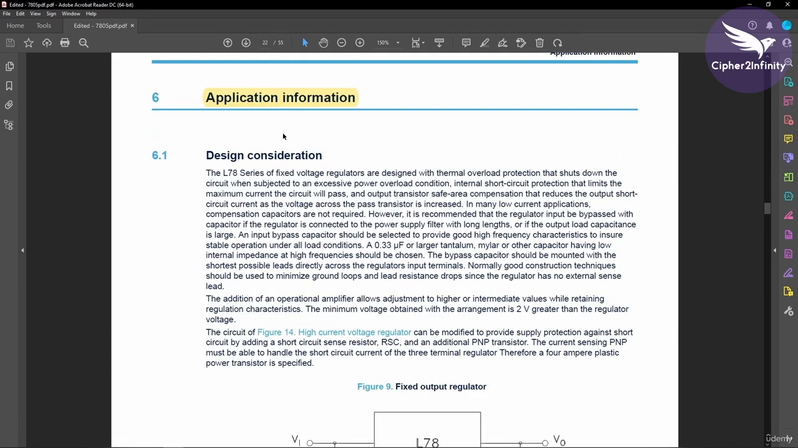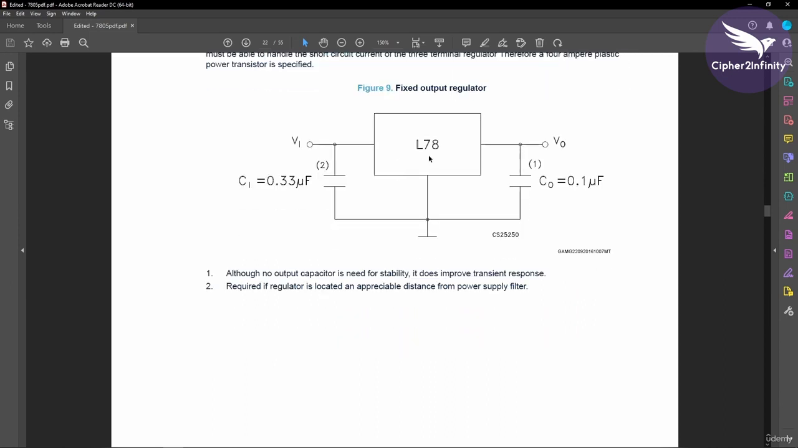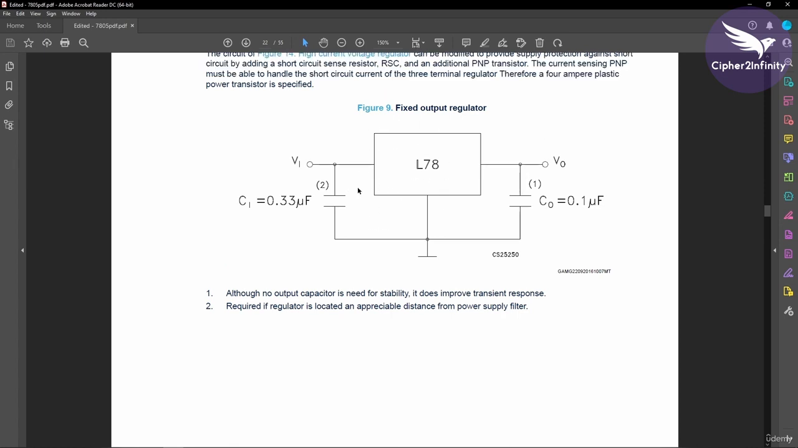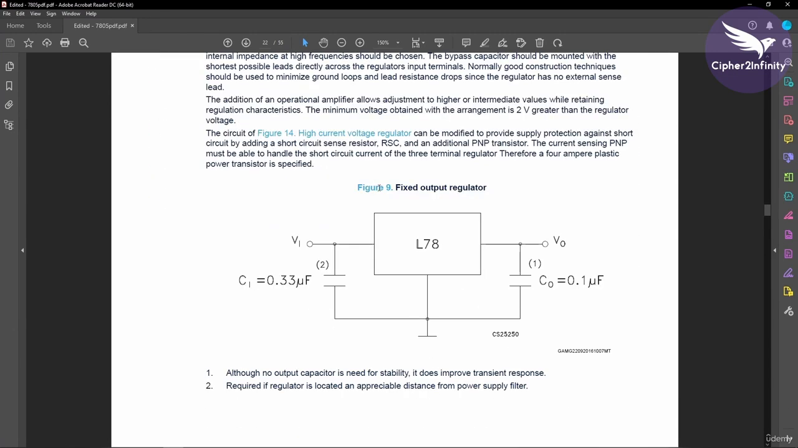Now here they have given the application information. The IC that we are using is actually not that complicated, so we don't need to refer to this application information section. But generally, whenever we use a power supply IC that is very complicated, for example, when we deal with SMPS ICs, switch mode power supply ICs, at that time we refer to the application information section. But the circuitry of this particular IC is very simple, so even if we don't refer to this section, it's completely fine. But you can read the information given in this section.